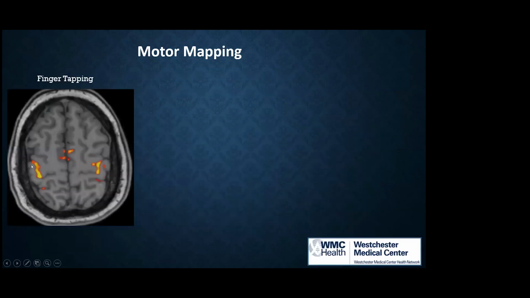Here's an example of finger tapping, and we can easily identify the precentral gyrus. Typically, foci of activation in the premotor cortex lie along the posterior aspect of the cortex. So whereas these foci are actually overlaid on the central sulcus, it's the gyrus that's a little bit anterior to it that is the premotor cortex.